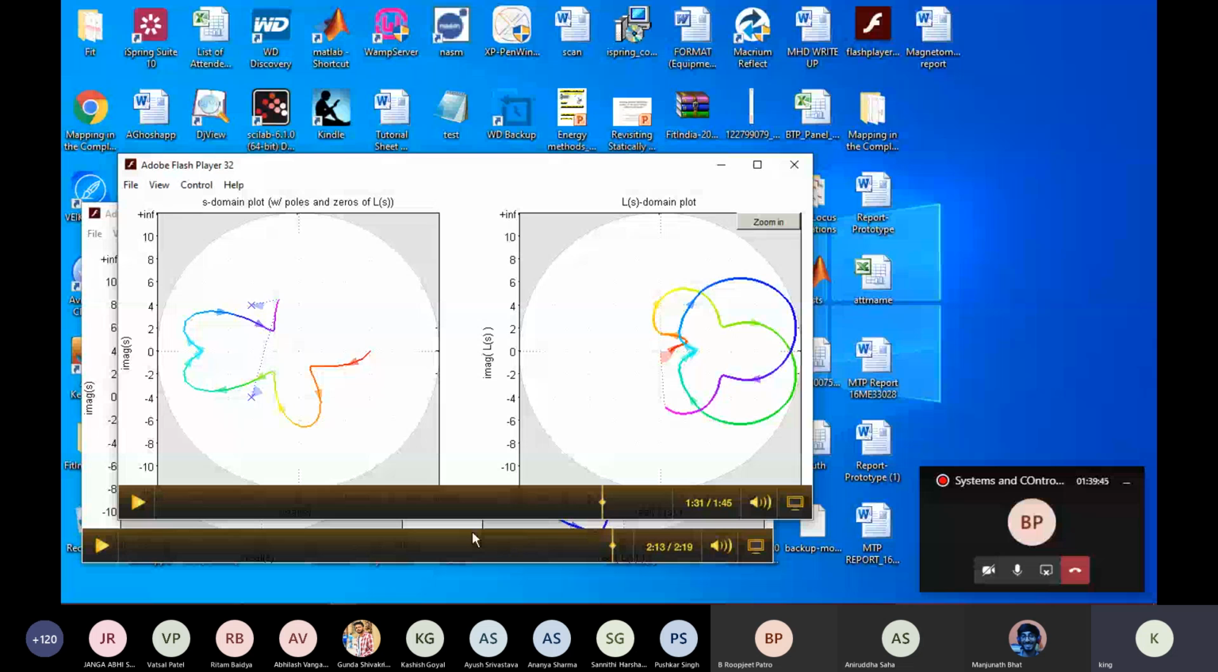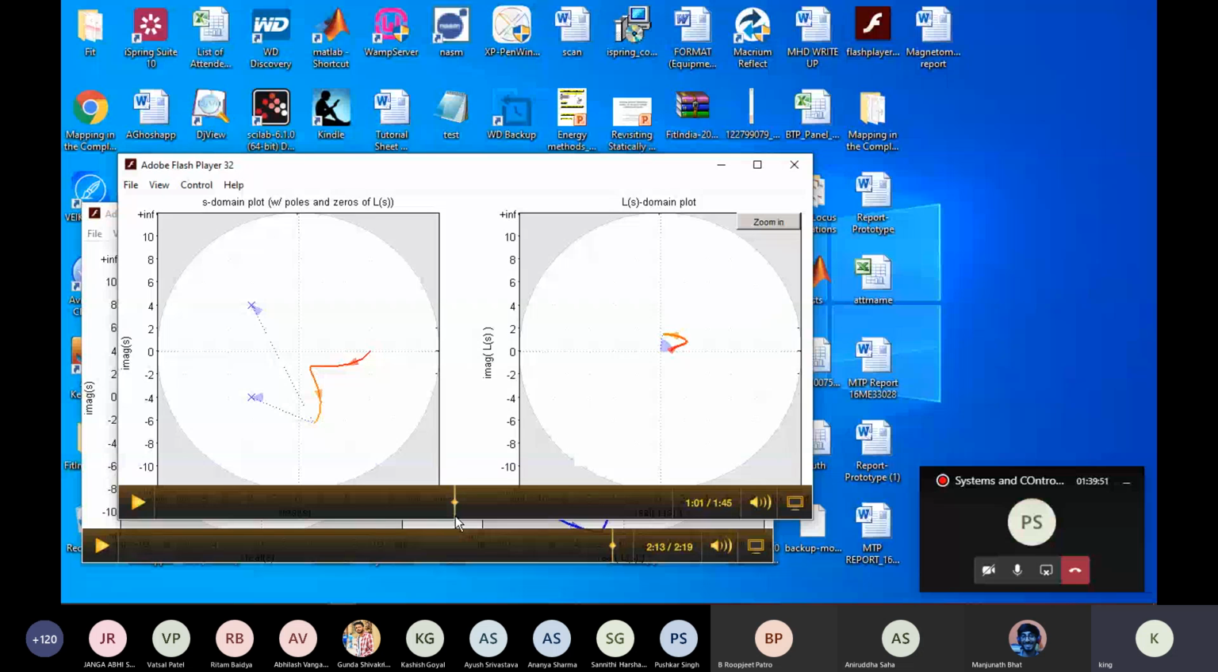Look at those faint lines that you see. Let me pause here. See, these faint lines, what do they correspond to? They are the S plus pi vectors. These are the angles and these are the magnitudes. Okay?